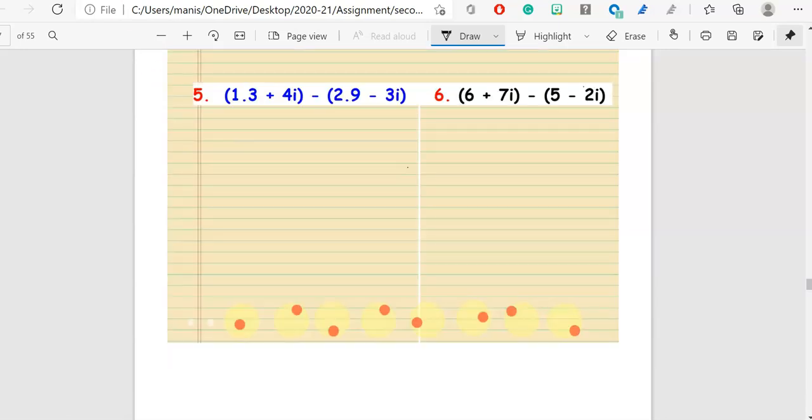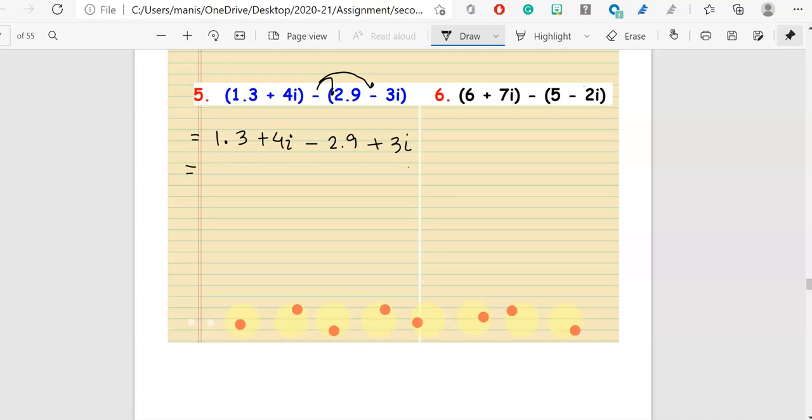Question number 5, it says over here there's a minus sign. So when you see a minus sign, you will use the distributive property of multiplication over here. So my next step will be 1.3 plus 4i. Now do keep in mind I distributed this, it became minus 2.9, and the negative changed to a plus sign, 3i.